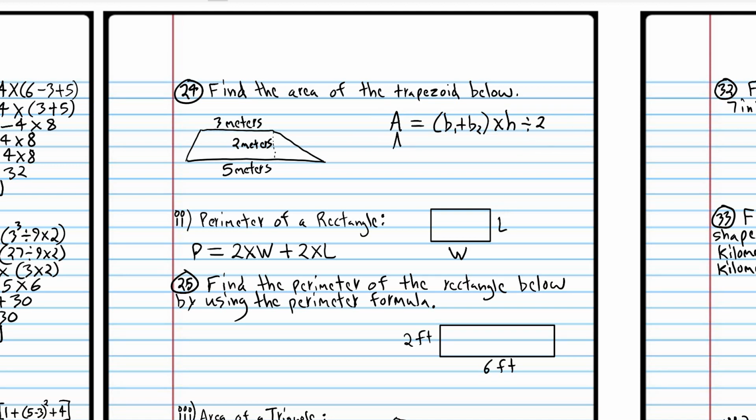So now we have our formula. We're going to plug in the numbers. So base 1, you can consider this to be base 1 or this to be base 1. It doesn't really matter which one is which in this case because they're both bases. But base 1 we'll say is 5, base 2 is 3, and the height is 2. That's this number here. And then we divide by 2.